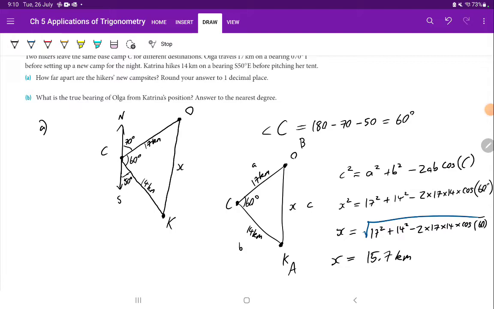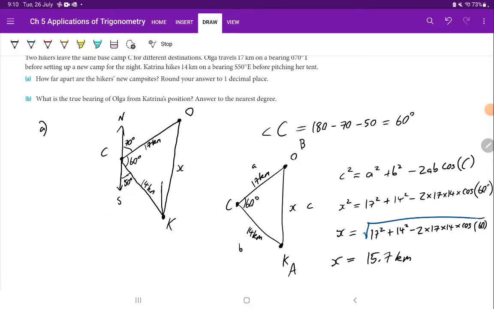Part B says, what is the true bearing of Olga from Katrina's position? So that means we want to find out what is the bearing. And this is really important. The true bearing of Olga from Katrina's position. So starting from Katrina, what's the true bearing? Draw a north line. We want to find out this angle in here.